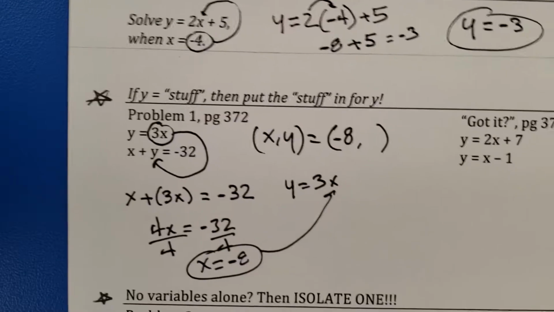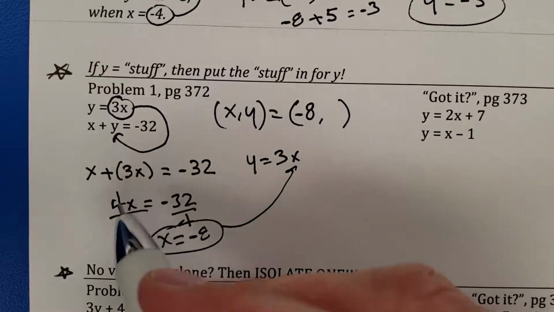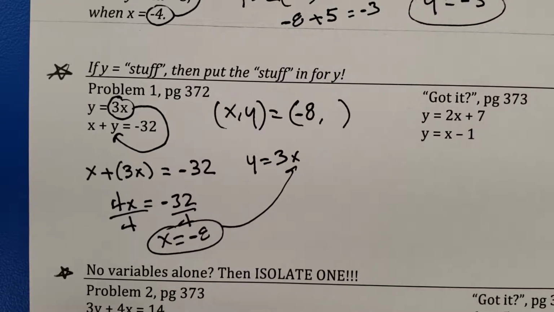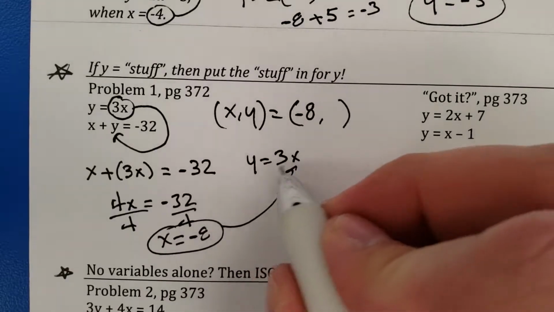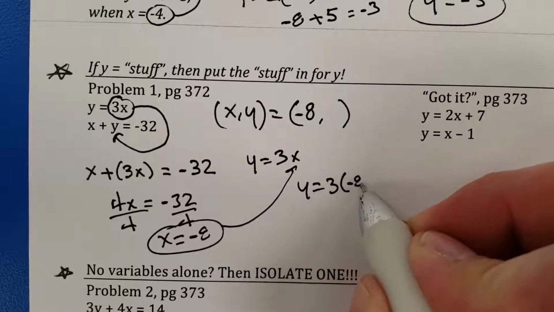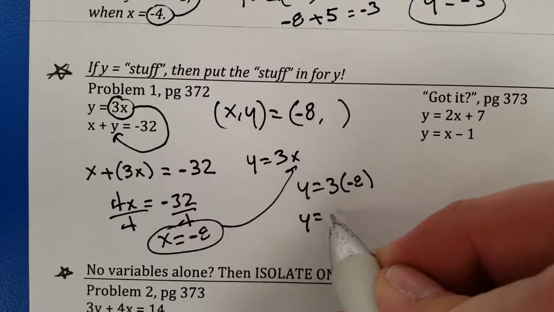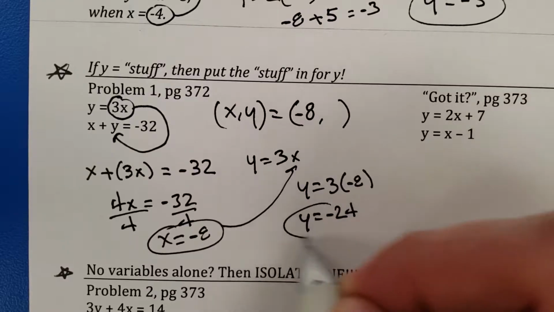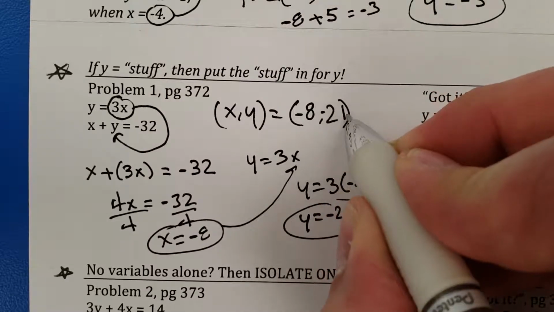So I'm going to substitute again. So it's kind of a double combo. You find one of the variables, then you use that variable to find the other one. Kind of like a domino effect. Here we go. So y is going to equal 3 times a negative 8. Y is going to equal a negative 24. Negative 24. There you go.